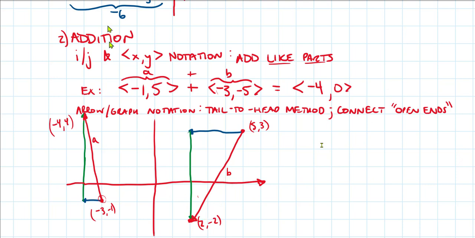So same thing as before. Now what I'm going to do is go 1 left. Again, I'm just using my components here. 1 left, and I'm going to go 5 up. 1, 2, 3, 4, 5.